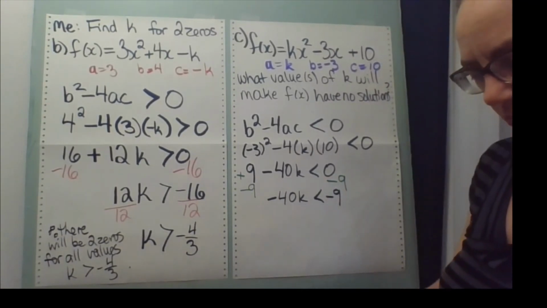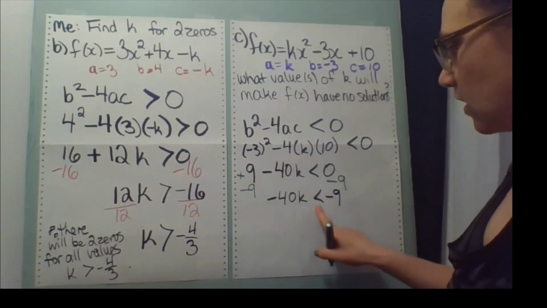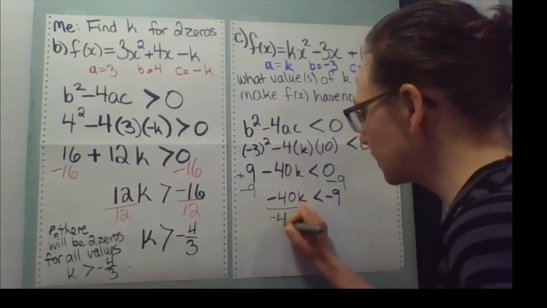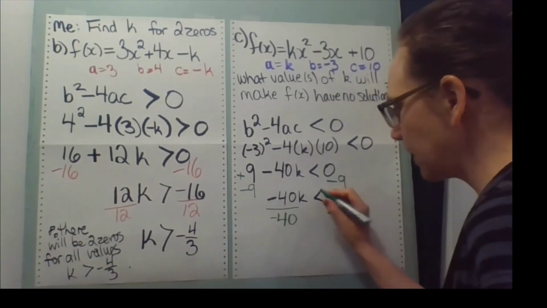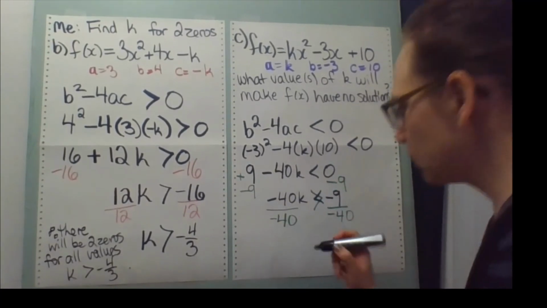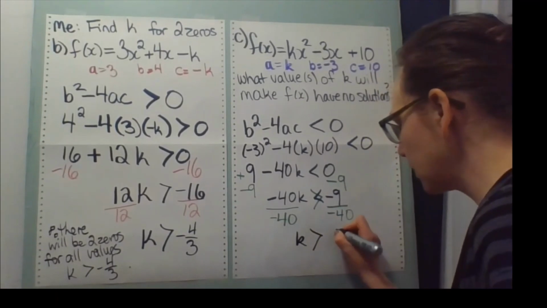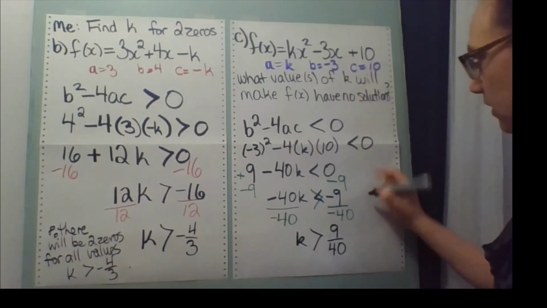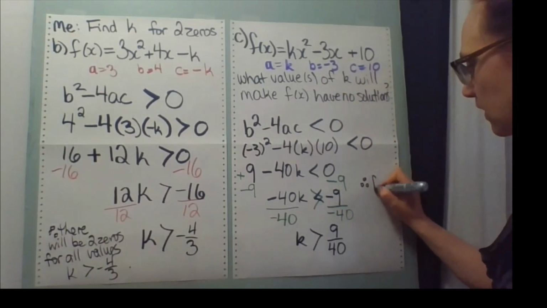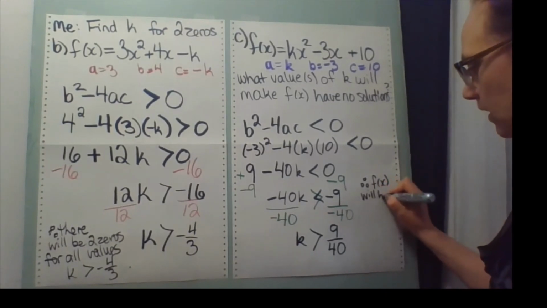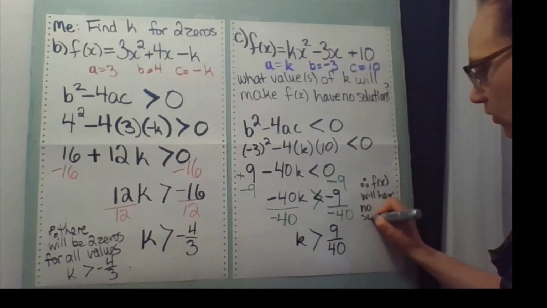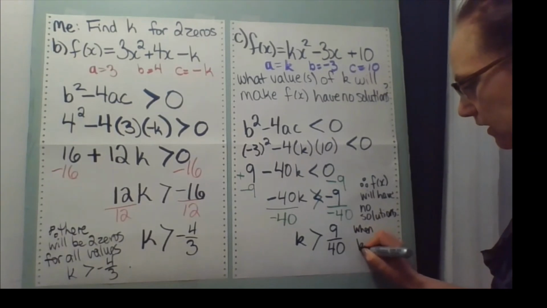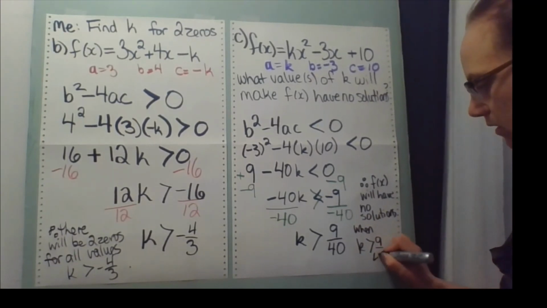Now I don't know how much experience you have with inequalities, but when I divide by a negative number, I actually have to flip the sign. So there's negative 40. When I divide both sides by that, I actually have to flip my sign, which means k has to be greater than positive 9/40 in order to satisfy my question. So therefore, f of x will have no solutions when the k value is greater than 9/40.